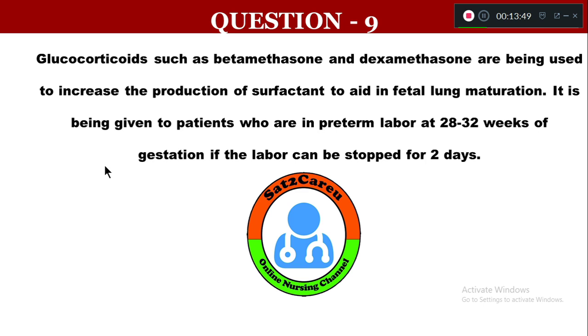It is a glucocorticoid, and either betamethasone or dexamethasone is used to increase the production of surfactant, which aids in fetal lung maturation. It is given to patients who are in preterm labor at 28 to 32 weeks of gestation. If the labor can be stopped for 2 more days, the labor which is supposed to happen today can be delayed, and we can go for either betamethasone or dexamethasone, but it should be given in the 28 to 32 weeks gestation period.